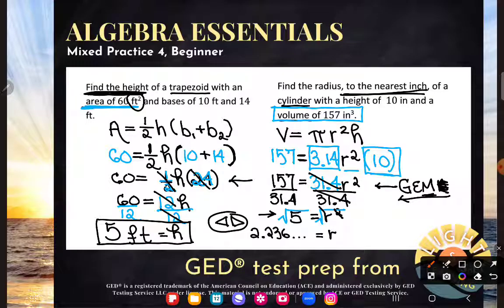All right, now it says find the radius to the nearest inch. That's okay. Radius to the nearest inch means nearest whole unit. I'm going to round up the decimal place. So consider the next number, the one I'm about to throw away. That is not 5 or higher. I will say the radius of this guy is about 2 inches.